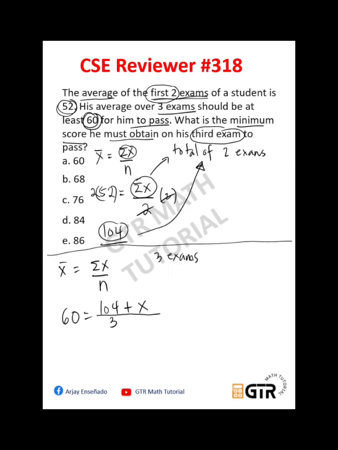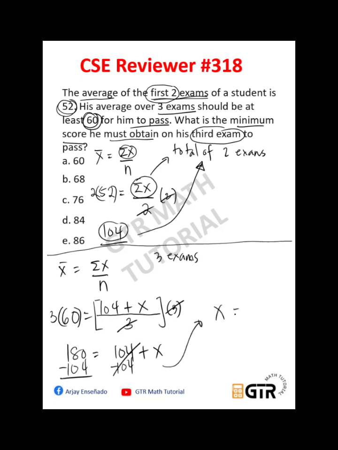Now, just solve the value of x. To solve it, we multiply both sides of the equation by the denominator 3 so that we can cancel the denominator. 3 times 60 is equal to 180, which is equal to 104 plus x. Now, we can solve the value of x by subtracting 104 on both sides of the equation. Therefore, the value of x is equal to 180 minus 104. The answer is 76. So, the correct answer is letter C, 76.